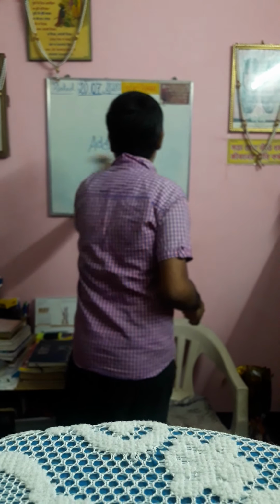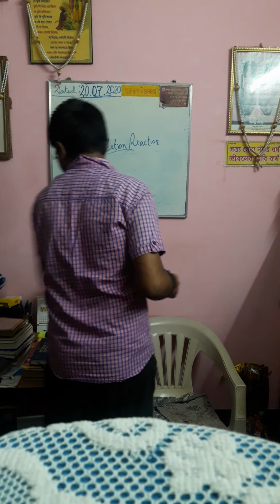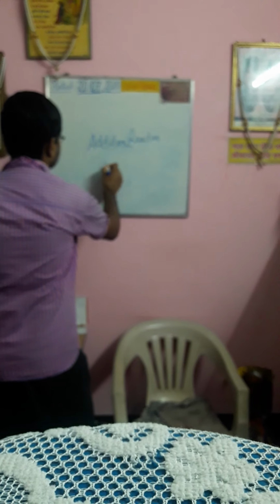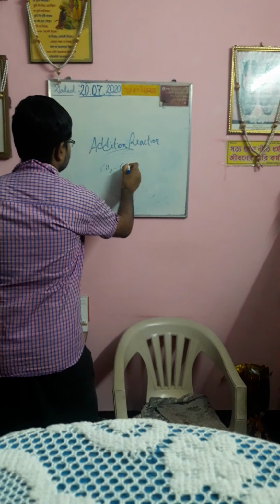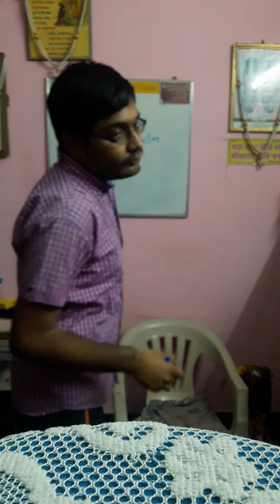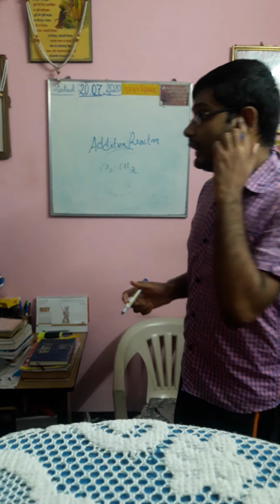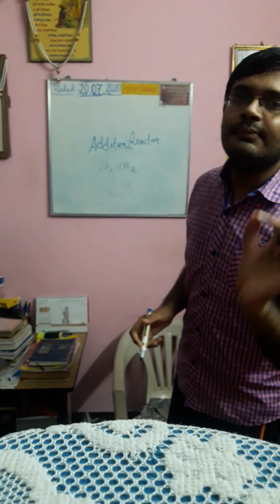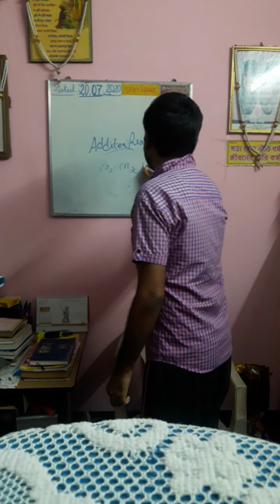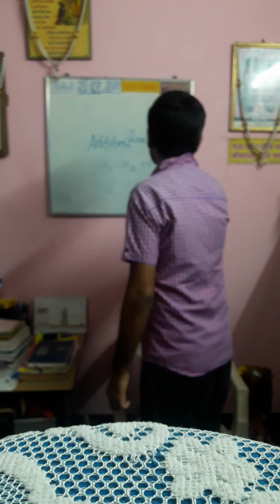If there are different examples, at first I will take an example of ethylene. So what is the formula of ethylene? CH2 double bond CH2. The formula of ethylene is CH2 double bond CH2. And another substrate we are taking is HBr, hydrogen bromide. So what will be the product after the reaction?